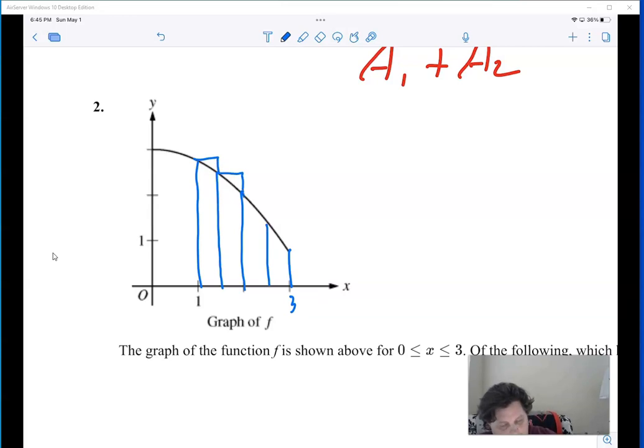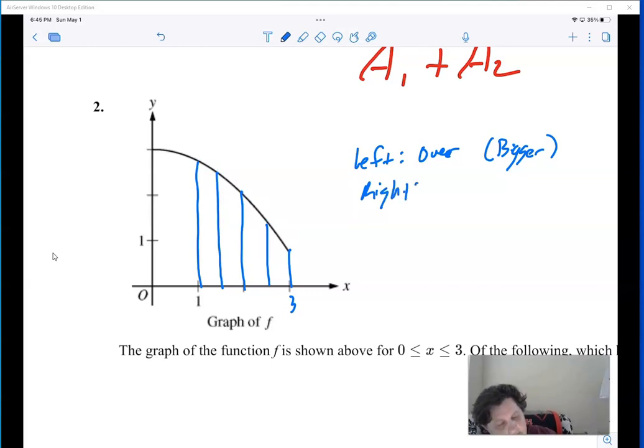Left area is going to be an overestimation, so it's going to be a little bigger than it should be. That's my left. My right is going to be an underestimation, so it's going to be a little smaller than the rest of them. Picture the integral as the exact value. The right will obviously be smaller than that.